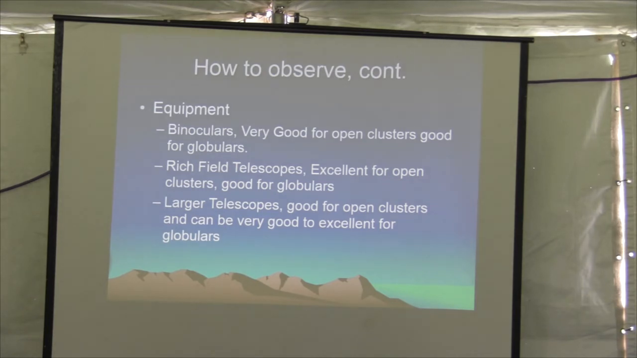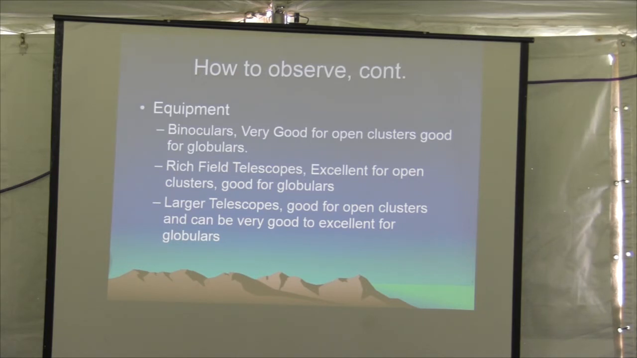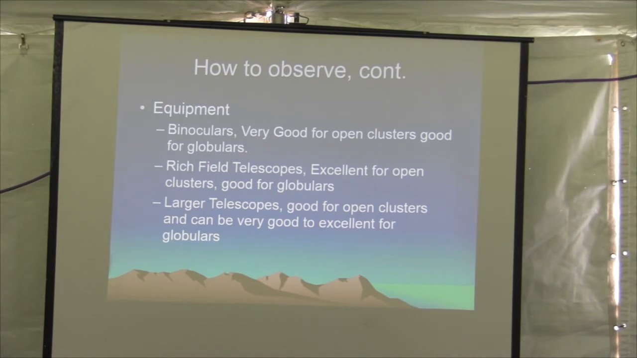A rich-field telescope, something that they still make now, like a TeleVue 85, or one of the 100-millimeter shorter focal length telescopes that has a nice wide view, is really great for open clusters. It's good for globulars, you're getting there. But with larger scopes, like some of the monsters that you see out here, the 18, 20, 25-inch scopes, globulars explode. It's too large a telescope for open clusters, because for example the Pleiades are about this big, and with one of the bigger scopes, you're only going to be looking at a section of it that's like this. So you really aren't able to enjoy open clusters as much as globulars.